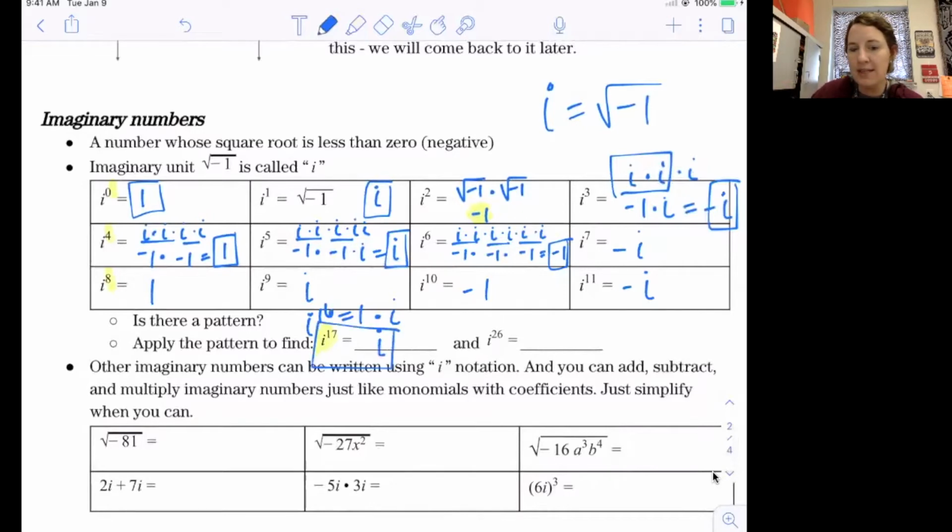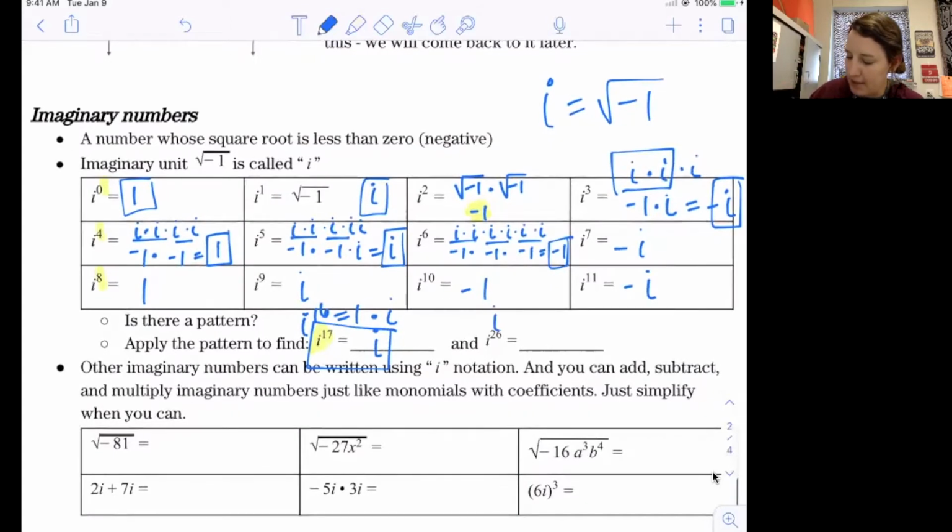Okay, i to the 26th. So thinking multiples of 4, i to the 24th, because that's a multiple of 4, is 1. And then I need 25th, 26th power. I need to multiply that by an i squared, because I need 2 more integers on my exponent. Okay, i squared equals -1. 1 times -1 is -1.